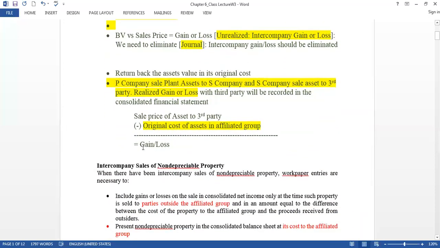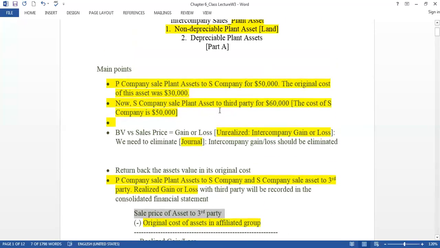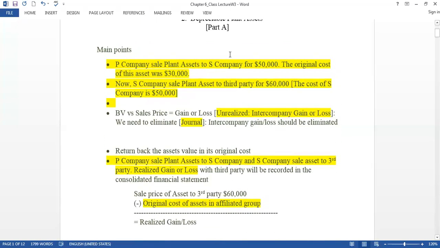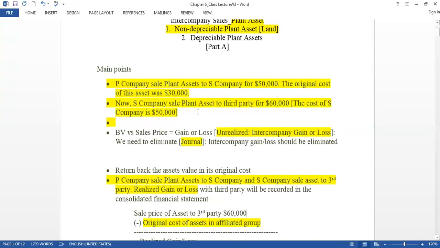But when we are going to calculate the realized gain or loss, this is the formula: sales price of asset to third party. According to this example, what is the sales price to the third party? $60,000, right? Minus the original cost of the asset within the affiliated group. Within the affiliated group, we see two costs, one for P and another for S, right? Now, which one is the original cost of this asset?